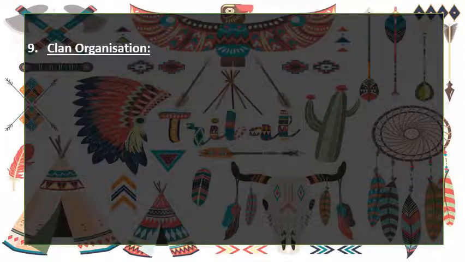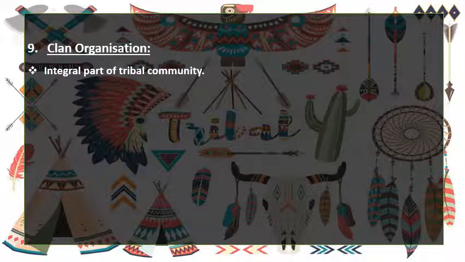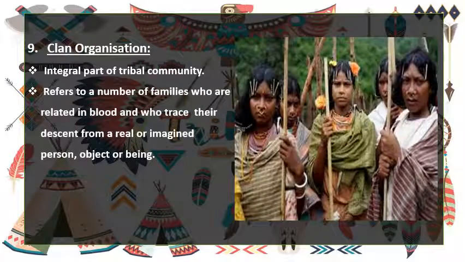Next characteristic is clan organization. Clans are an integral part of tribal community. They refer to a number of families who are related by blood and who trace their descent from a real or imagined person, object, or being. Tribes claim that they have a common ancestor. It may be real or unreal. It may be human or animal or a plant or a non-living thing like a mountain or a river.